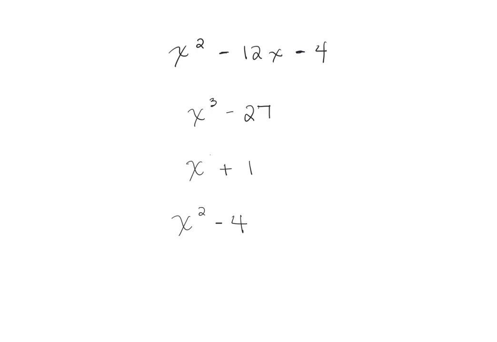Okay, well, let's take a look. What we have here is four expressions, not equations, expressions. The first one, x squared minus 12x minus 4, is that a quadratic? Yes, it's an x squared. That's a quadratic. How about x to the third minus 27? No, that's a cubic, not even a quadratic. X plus 1, that's linear, not quadratic. X squared minus 4, that is a quadratic.